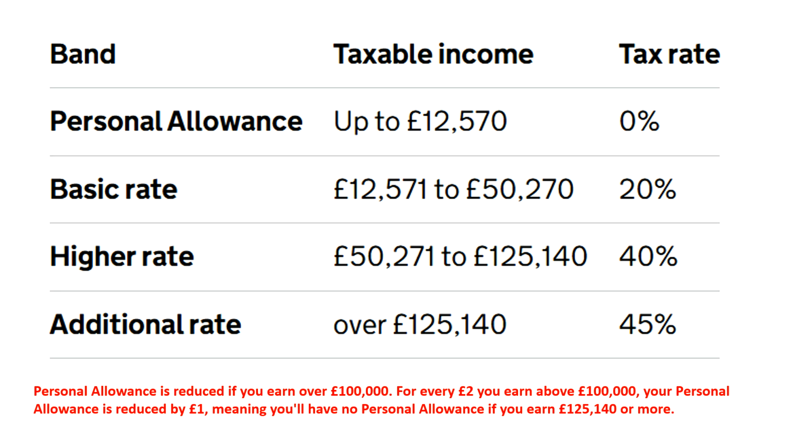But if you earn over £100,000, then for every £2 you earn, your personal allowance will be reduced by £1. So in other words, when you reach £125,140, your personal allowance is pretty much wiped out.